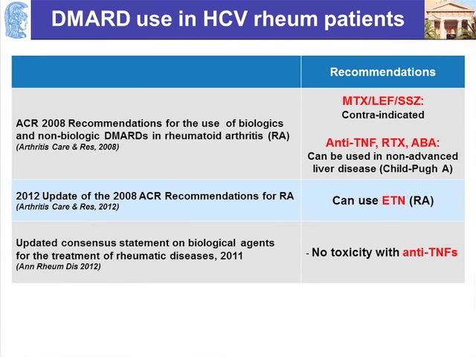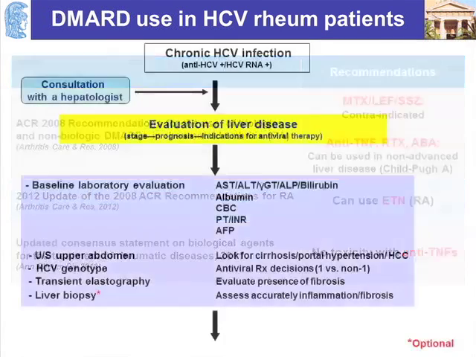They suggest that you can use anti-TNFs, rituximab, or abatacept in patients who do not have advanced liver disease, who do not have decompensated cirrhosis. In the recent update of the 2012 statement, they recommended that etanercept could be the preferred agent, probably because we have more data in the literature, although it appears that the other anti-TNFs are also safe. And in the recent update consensus statement, there was no real toxicity with anti-TNFs mentioned in the paper.